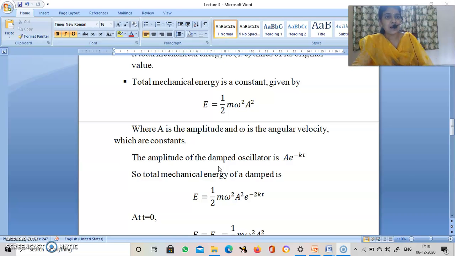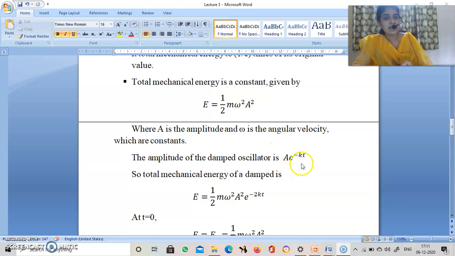So in the under-damped condition we have seen that x is equal to a e raised to minus kt sine (beta t plus phi). That is an oscillatory motion. So there the amplitude part is nothing but a e raised to minus kt. So here in this mechanical energy equation, we can replace the amplitude term with a e raised to minus kt. That is the amplitude of the damped oscillator. Okay, so this is here a square.